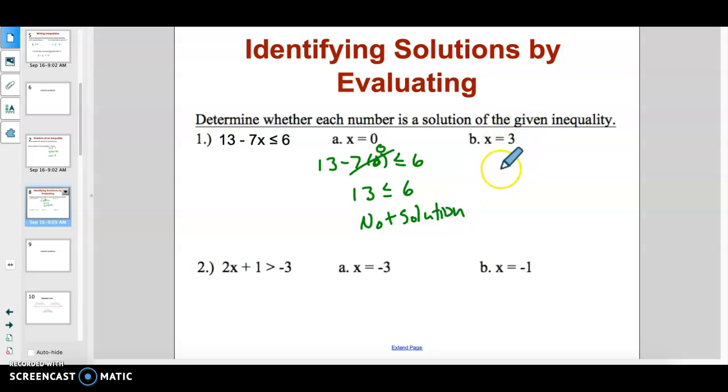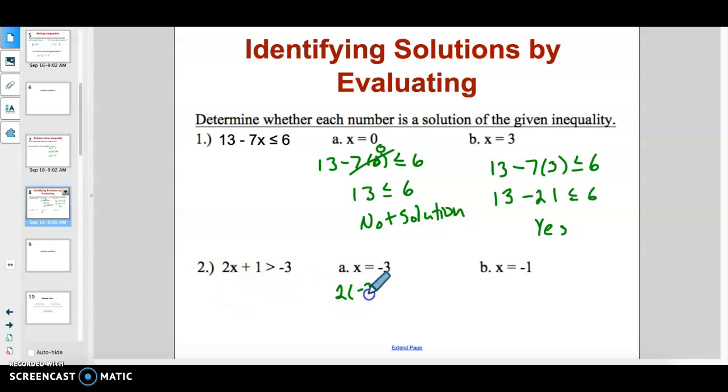For 3, if I plug that in, I've got 13 minus 7 times 3 is less than or equal to 6. Well, 7 times 3 is 21. And if I have 13 minus 21, that's going to be a negative number. And negative numbers are less than 6, so this one is a solution. So same idea with all of these. All you have to do is plug in the number and then see if it's a solution.